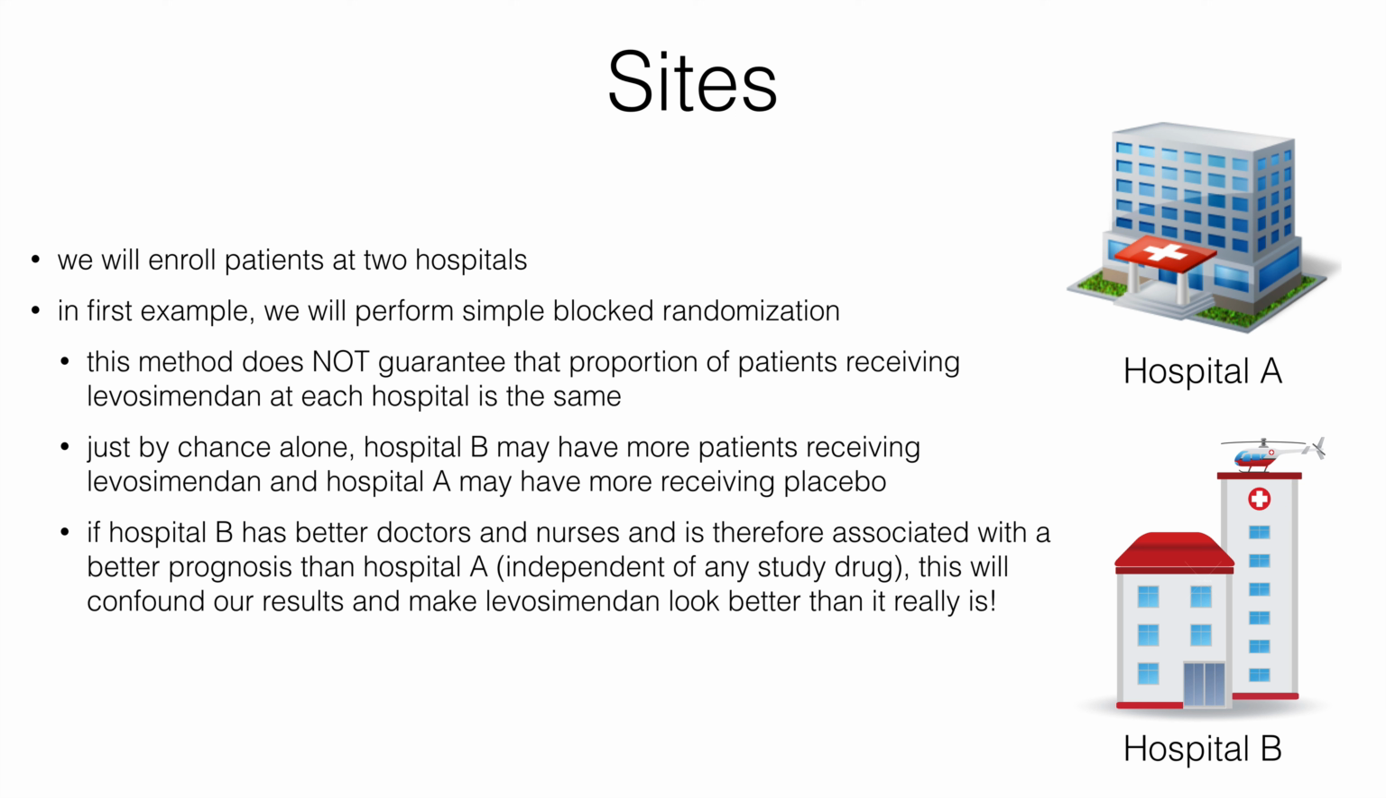Now, if the hospitals performed exactly the same, this would not be a problem. However, if Hospital B has better doctors and nurses, and is associated with a better prognosis than Hospital A, that's independent of any studied drug effect, then this will confound our results and it will actually make levosimendan look better than it really is. So because the site of the intervention may be associated as a prognostic factor for the outcome of interest, we need to ensure that equal proportions of patients at each site receive both intervention and placebo.